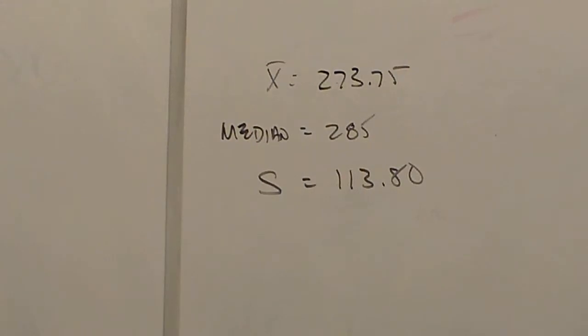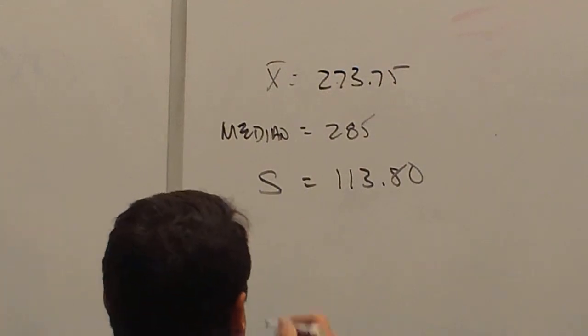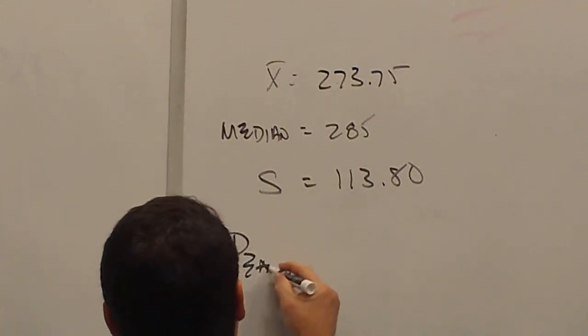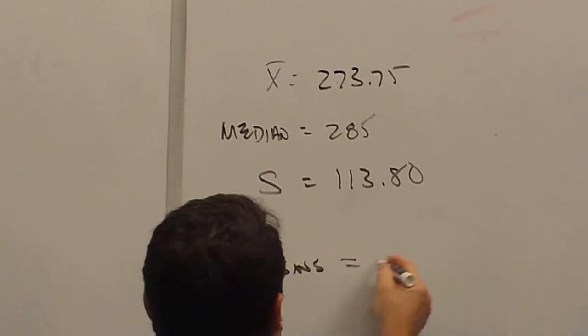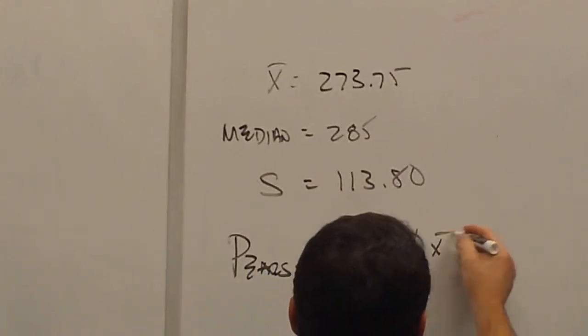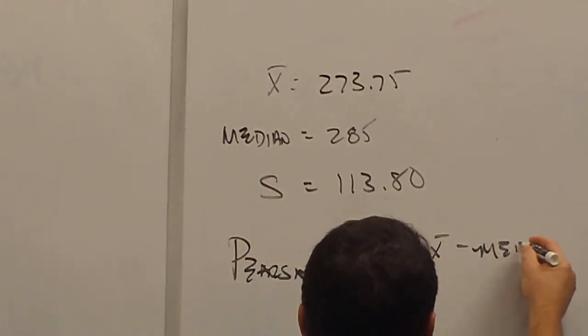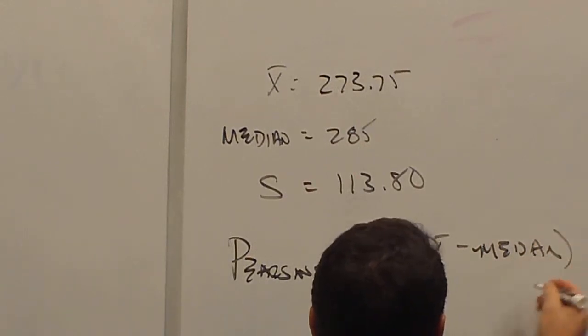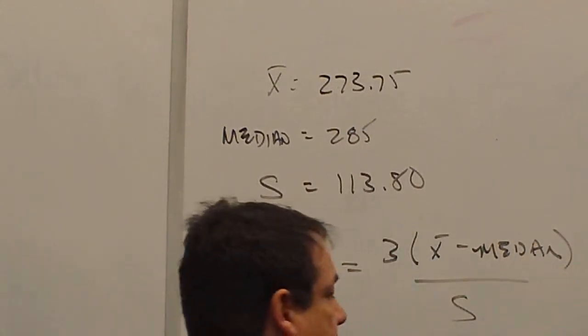Okay, so the question is, is there any skewness to the data? How do we know skewness? What do we check? We're going to go to Pearson's index, right? Pearson's index says what? 3 times the average minus the median, divided by the standard deviation, right? Remember that?